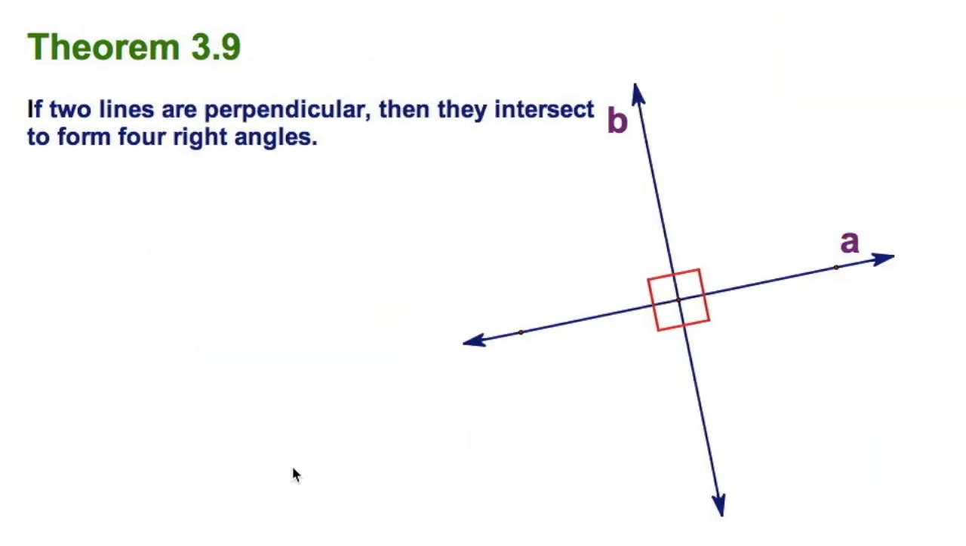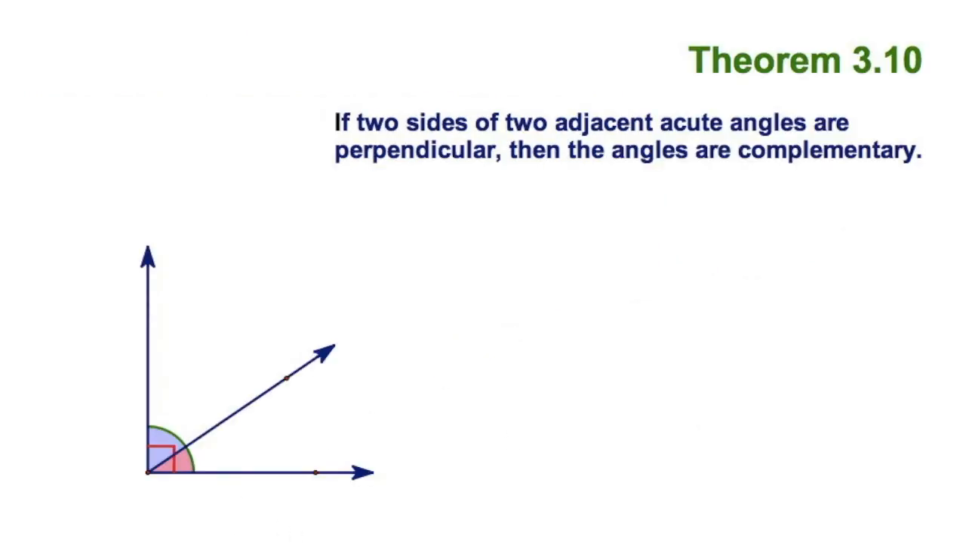3.9: if two lines are perpendicular, then they intersect to form 4 right angles. I like that. Honestly, in proofs a lot, I'll use the definition of perpendicular: if two lines are perpendicular, then they form right angles. So either way. I have to admit, I don't think I've used this one a whole lot in proofs.